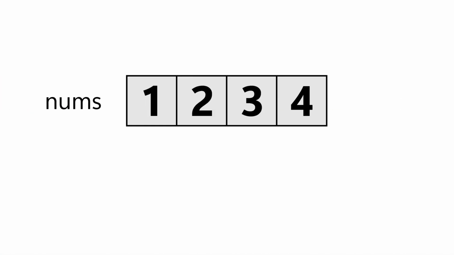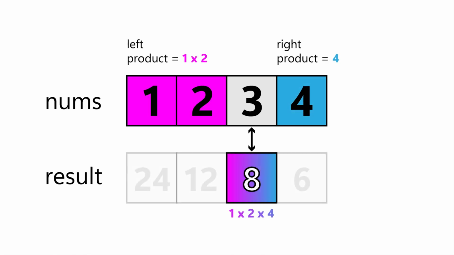Before we start to solve this problem, observe that, for any element in the given array, the product of all elements except itself, is actually the product of elements from the left side multiplied by the product of elements from the right side.